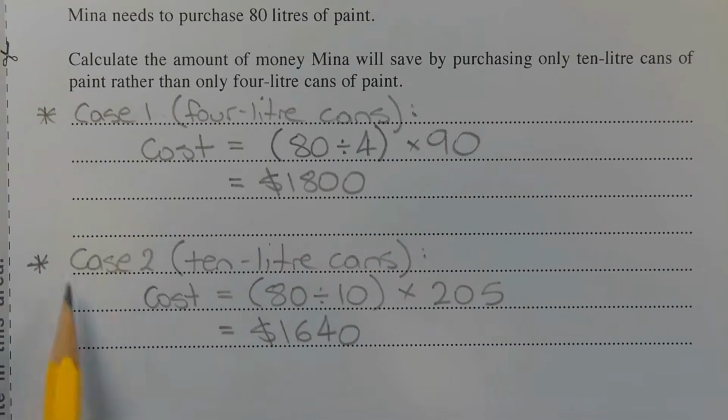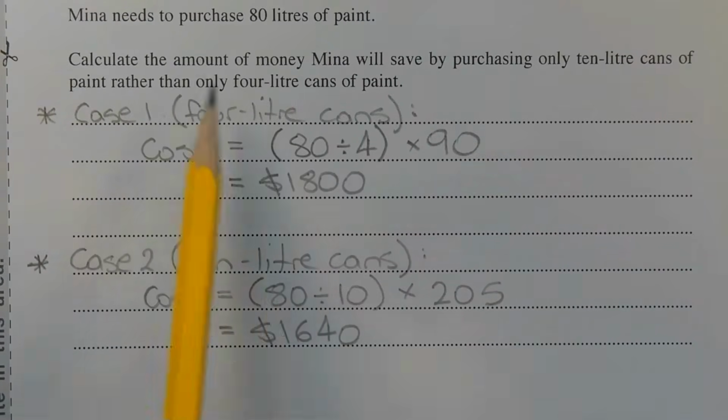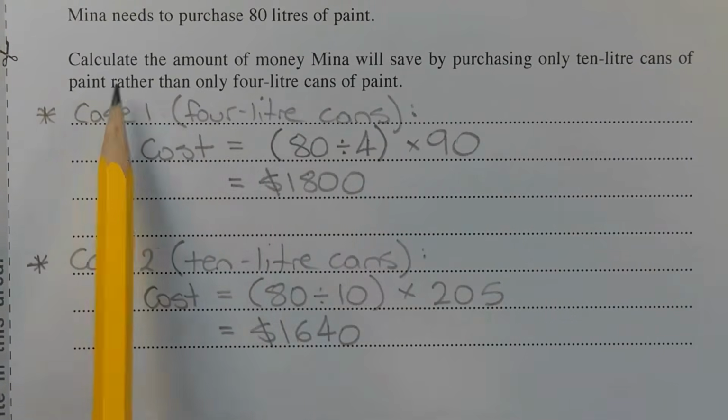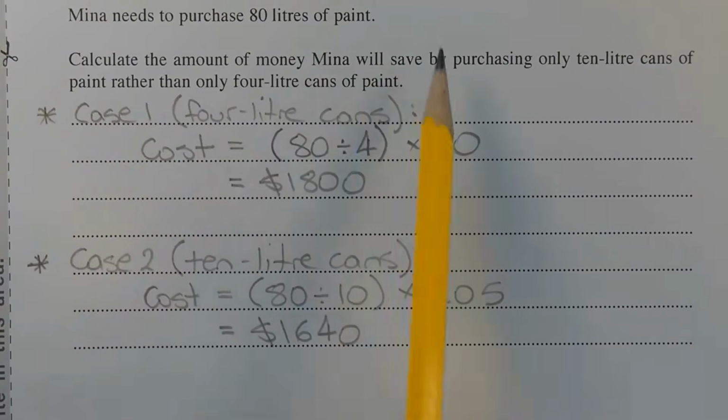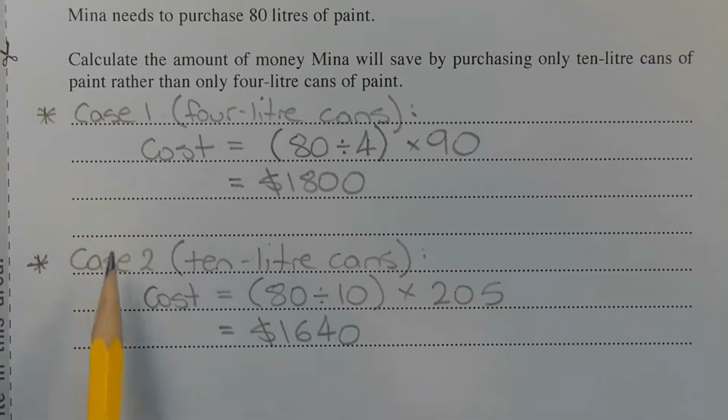Now let's consider case 2. Mina uses only 10-litre cans. Now we know that the cost is going to be less, and that's because it's stated here. Calculate the amount of money Mina will save. So we know that case 2 is going to be cheaper, but we need to work out obviously by how much. So to work out the cost, we follow a similar process to case 1.